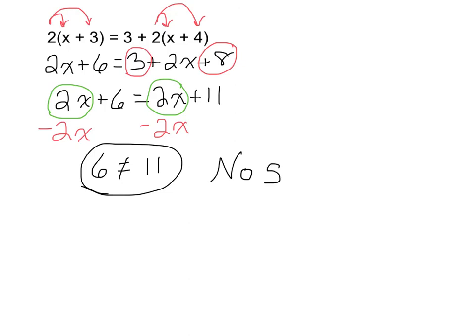You want to draw that slash line through your equals to show that 6 is not equal to 11, and then you also want to write no solution. Regardless of what value we pick for x, it will not work. We will get different values on both sides.